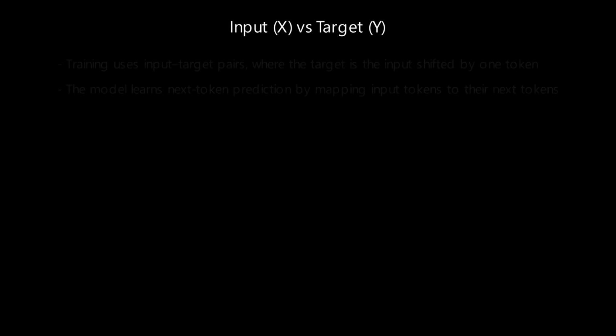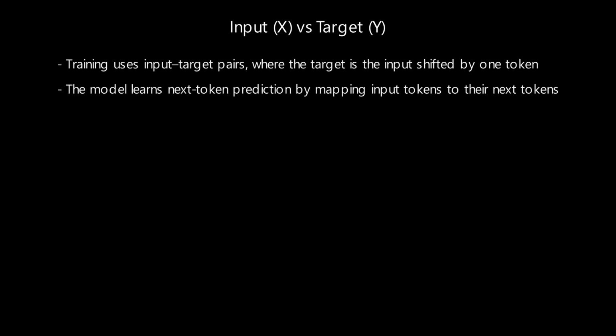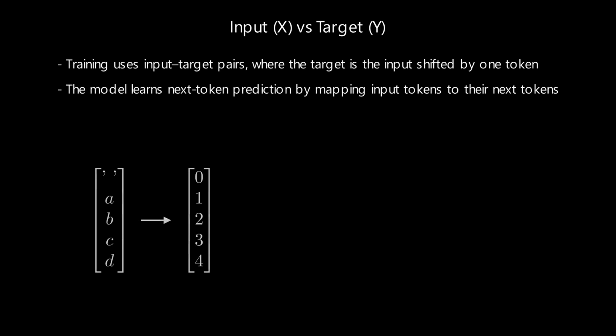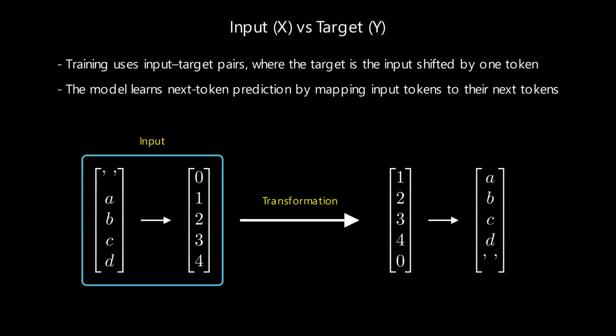From here on, we'll call each character a token. In order to predict the next character, we need to create a model that applies on input tokens and predicts the target tokens. For every token in the dataset, the next token becomes the target. This is how the model learns what should come next.